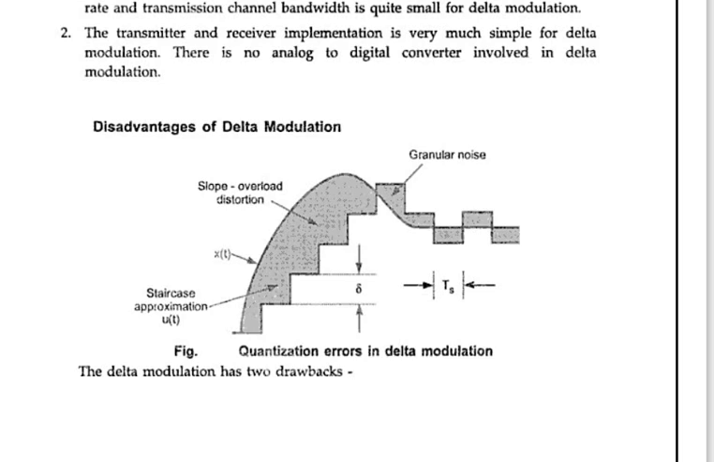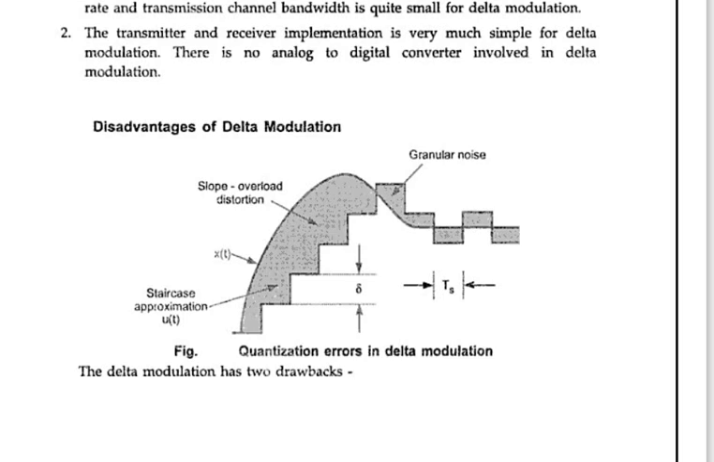The rate of rise of this input signal is so high that the staircase signal cannot approximate it. Thus a large error will occur, and that particular error is called slope overload distortion. This is a slope, this is overload, because the staircase is not approximating the input. If you have this kind of error, it is called slope overload distortion.